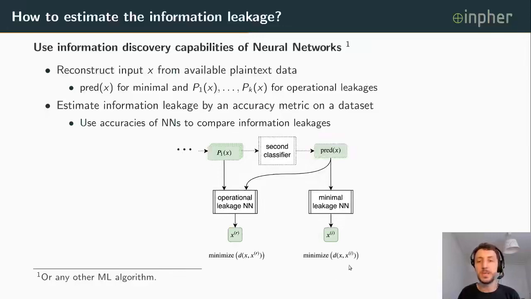In the functional encryption-based classification use case, we'll have two leakage estimation neural networks, the operational and the minimal one. By comparing the accuracy of the reconstructed inputs X of the operational and minimal leakage neural networks, we'll be able to compare the leakage between these two. We remark that not all neural networks can be used in this framework in order to estimate the leakage. We can use any other machine learning algorithm.